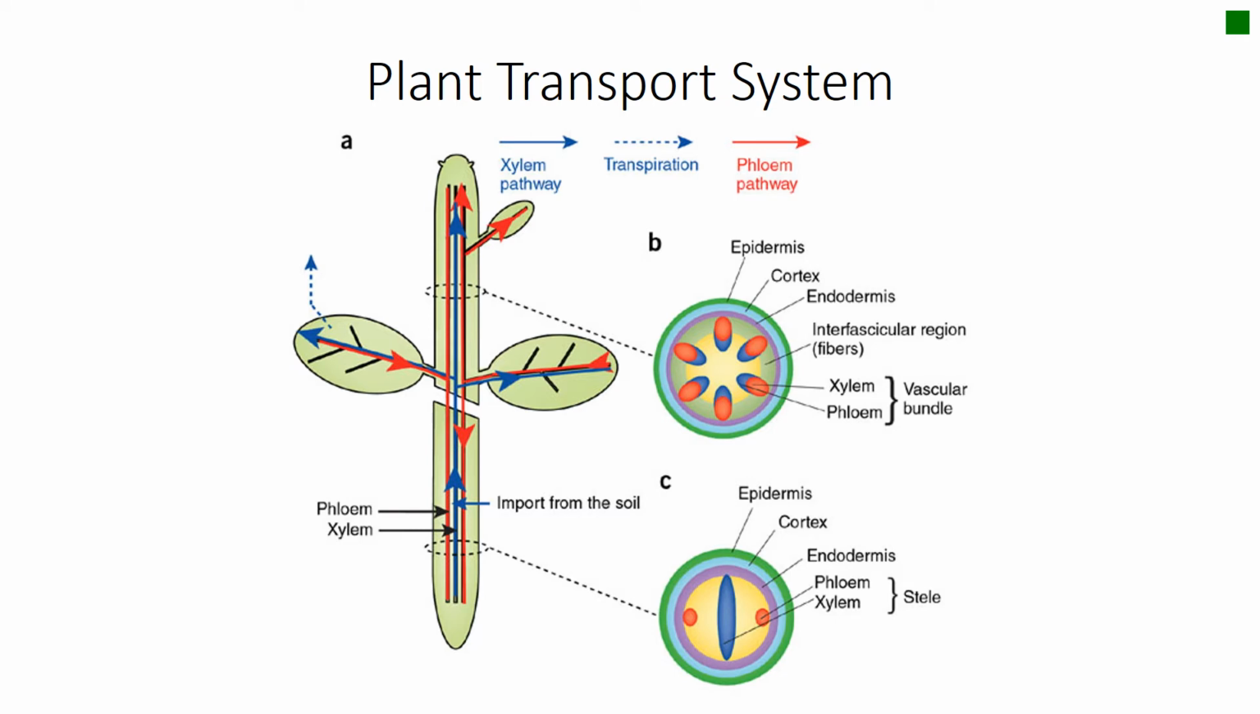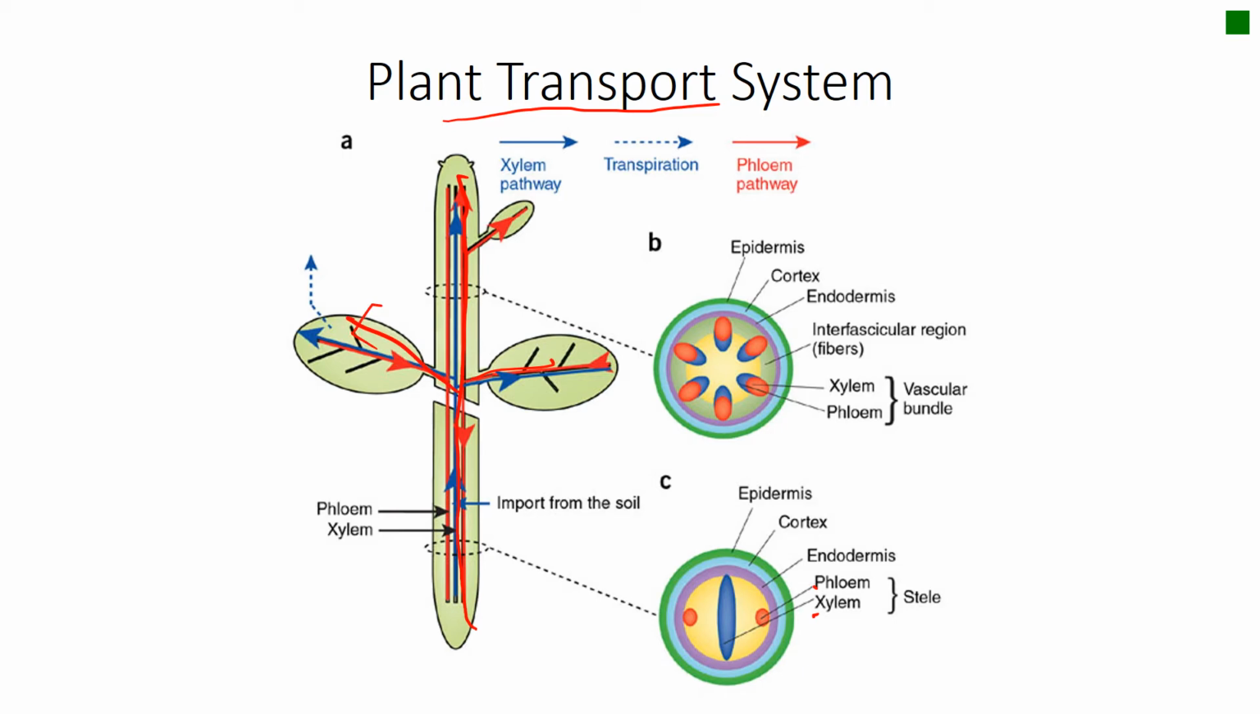Now among those three, the roots, the stem, and the leaves, you always see phloem and xylem. So these two special tissues create the plant transport system. The xylem will create a pipe that transports water to the top of the plant, through the leaves and through the stem, to all leaves located in the plant.